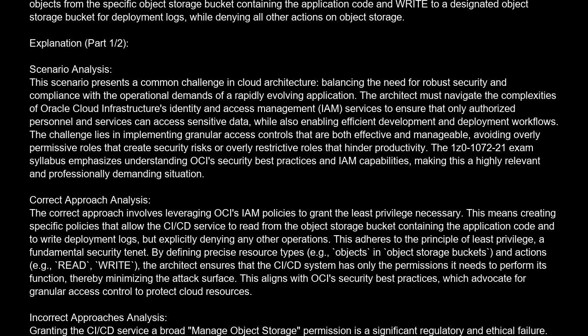By defining precise resource types, e.g., objects and object storage buckets, and actions, e.g., read, write, the architect ensures that the CI/CD system has only the permissions it needs to perform its function, thereby minimizing the attack surface. This aligns with OCI's security best practices, which advocate for granular access control to protect cloud resources.